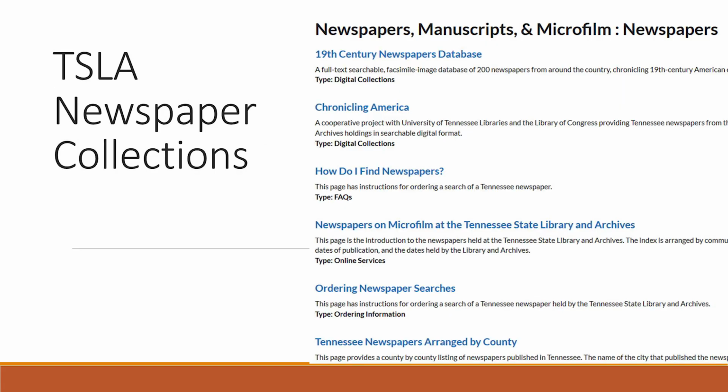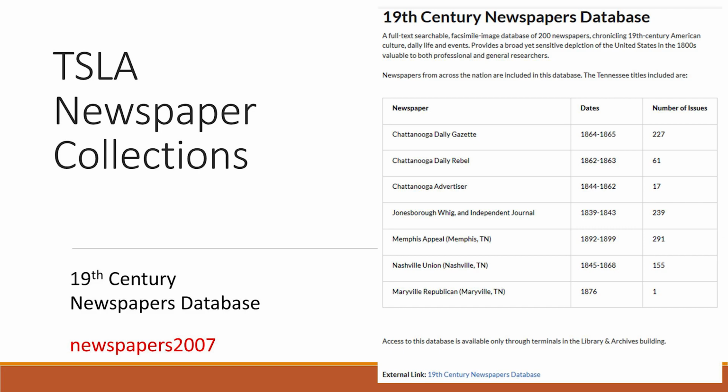Let's take a look. How do we find the newspapers here at TSLA? There are online helps for us. Again, in that category list, if you scroll down to newspapers, manuscripts, and microfilm and click on newspapers, you'll see a list of several things that you can click on. If you click on the first one, 19th Century Newspapers Database, you'll see a list of newspapers from around the country. These are the Tennessee ones, but there are actually more than 200 newspapers in that collection. There's only one problem. If you see down at the bottom it says access to this database is available only through terminals in the Library and Archives building. If you were to click on that external link from home, it would prompt you for a password. And I can't imagine what the password might be, but I don't know, maybe you can just try and guess from home what that password might be.